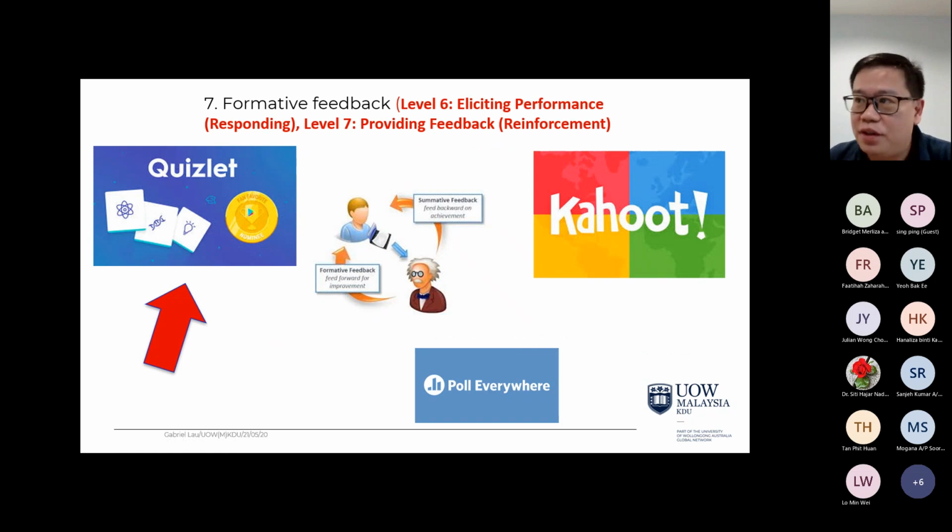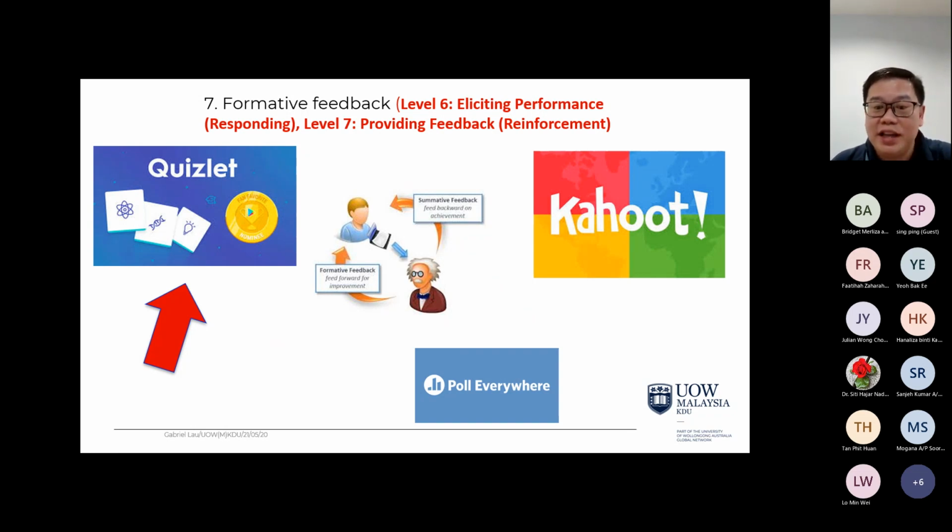Formative feedback. Under Gagne's concept, it is levels 6 and 7: eliciting performance, getting responses from the students, and also providing feedback and reinforcement. What we do is called formative feedback. We evaluate the students by using Quizlet, Kahoot, Poll Everywhere, or so on. Once we get their performance level, we know what they understand, then we give our feedback.